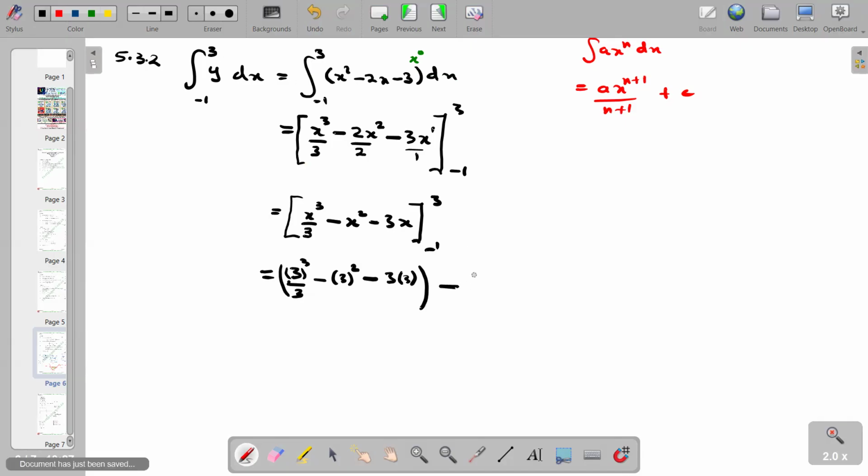Minus, we substitute the lower limit. It's going to be -1 cubed over 3, minus -1 squared, minus 3 multiplied by -1. Then we simplify. So it therefore means we have to go back to our calculator.